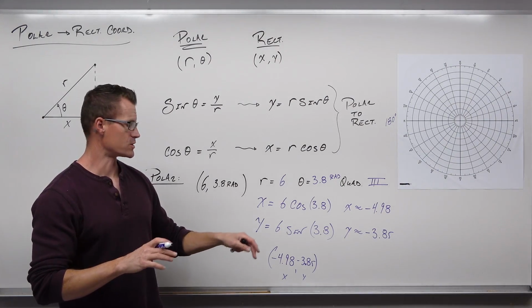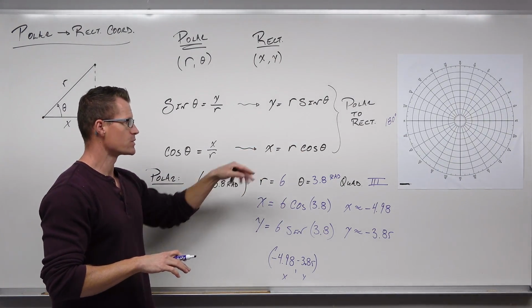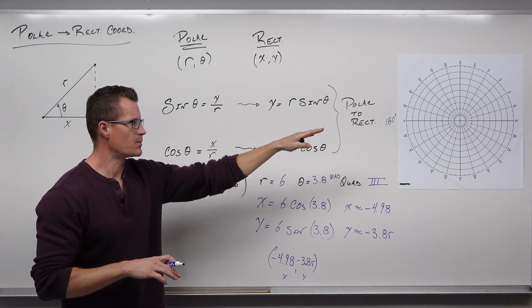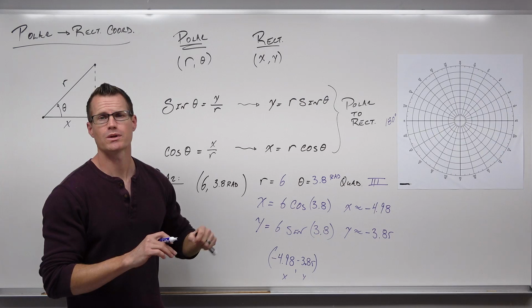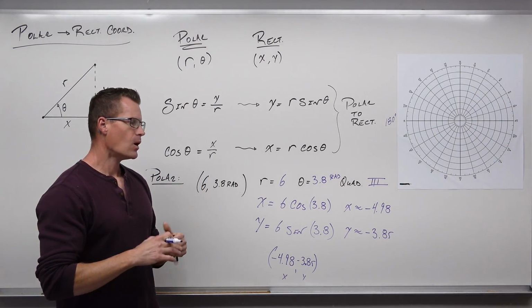Let's just make sure the quadrant matches. Negative x and negative y puts us right in quadrant 3. This was in quadrant 3, just past 3.14 radians, and positive 6. Quadrant 3 matches. It looks really good. Just a different way to look at the same thing, honestly. So hopefully that makes sense.